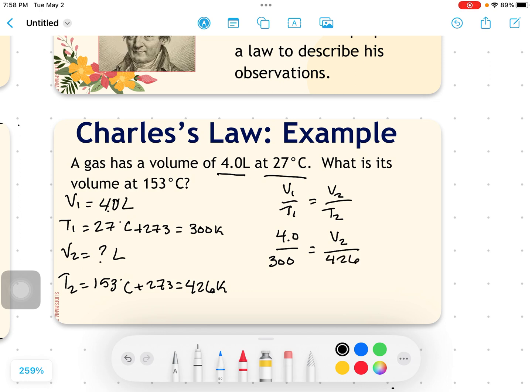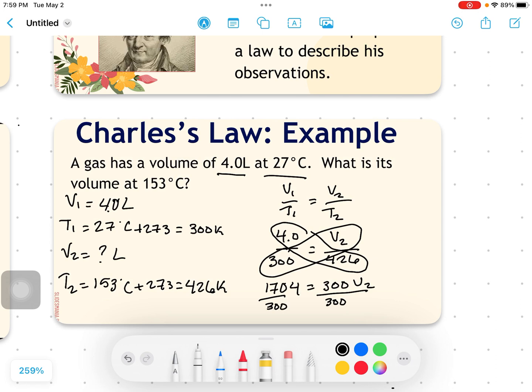Now, the easiest way to do this, personally, I think is to cross multiply between these two. So I'm going to take 4.0 times 426. And you should get 1,704 equals 300 V2. I'm then going to divide by 300 on both sides. And you should get an answer of 5.68.